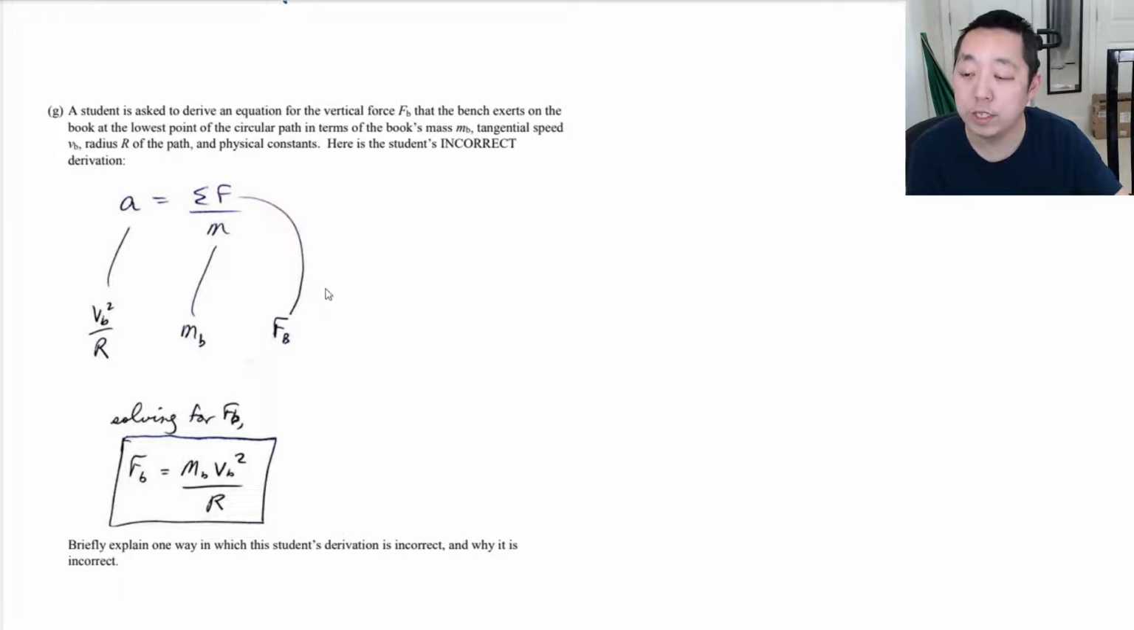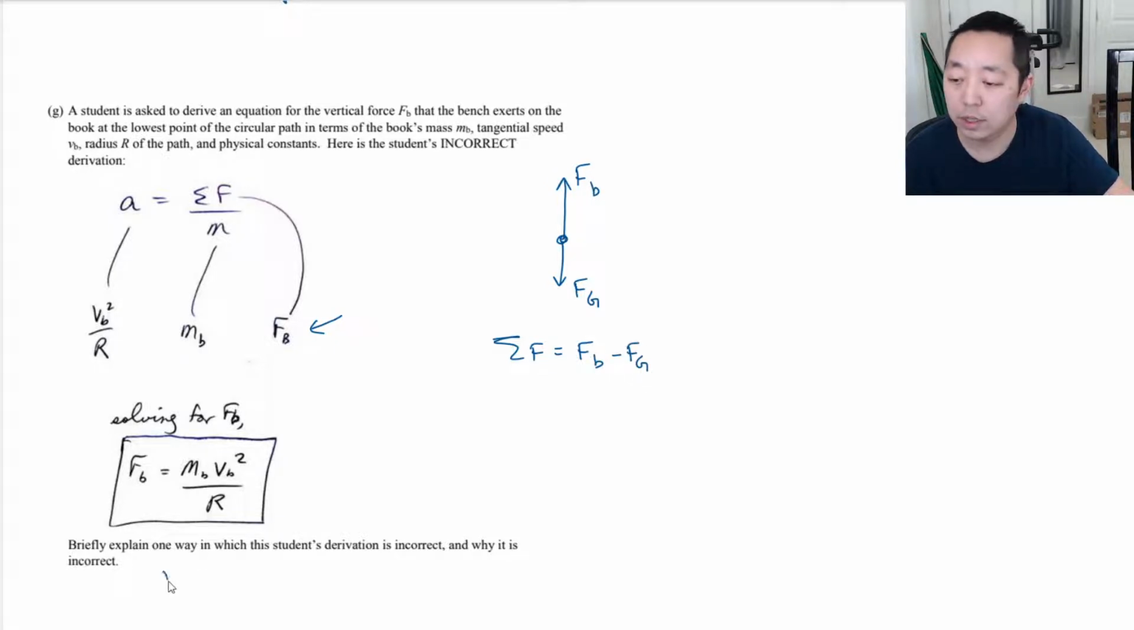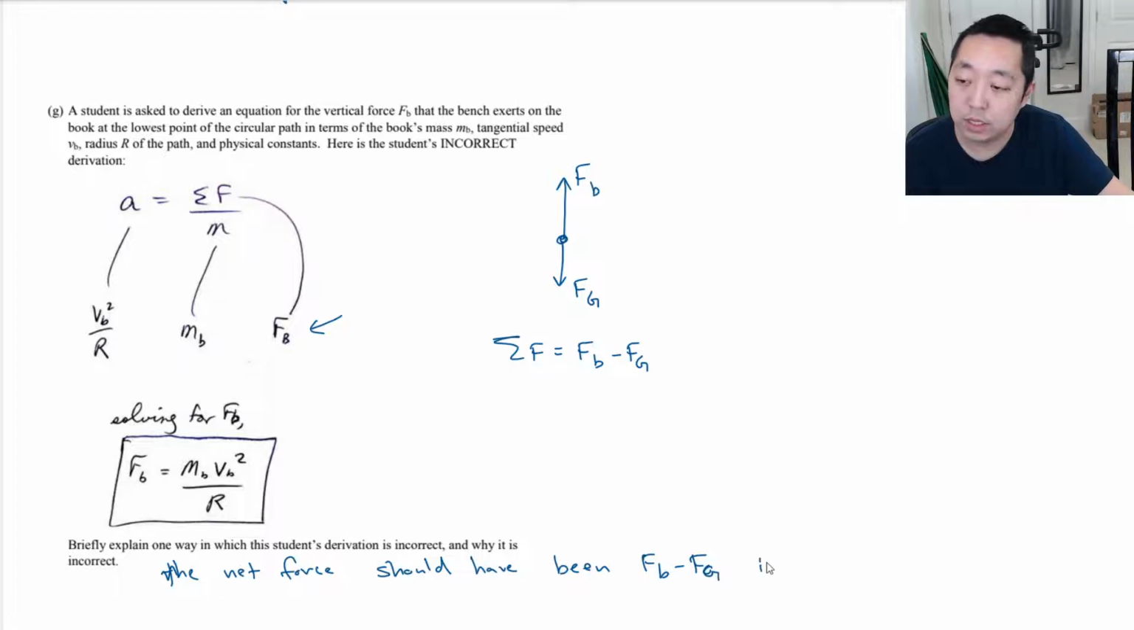One way in which his derivation is incorrect: the sum of forces should have been, if you did a free body diagram, the force from the bench, or I called it the normal force, and force gravity. The sum of the forces should have been FB minus FG instead of FB alone. Because you have to do the net force.